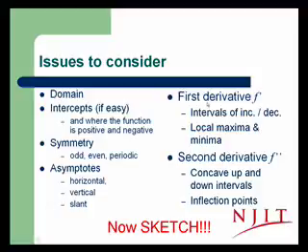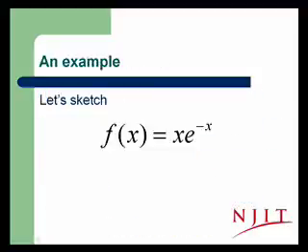We can also use the first derivative, f prime of x, which gives us the intervals where a function is increasing and decreasing, and we can use that to find local maxima and minima. And we can also use the second derivative, f double prime of x, to find regions of concave up behavior as well as regions where the curve is concave down, and where a curve changes from concave up to concave down, called inflection points. And then we'll sketch the curve. So let's consider an example.